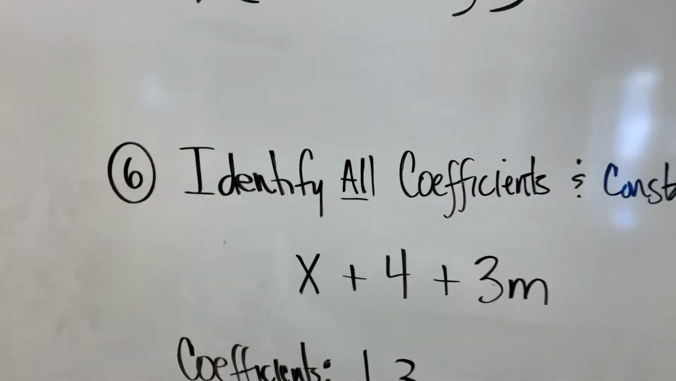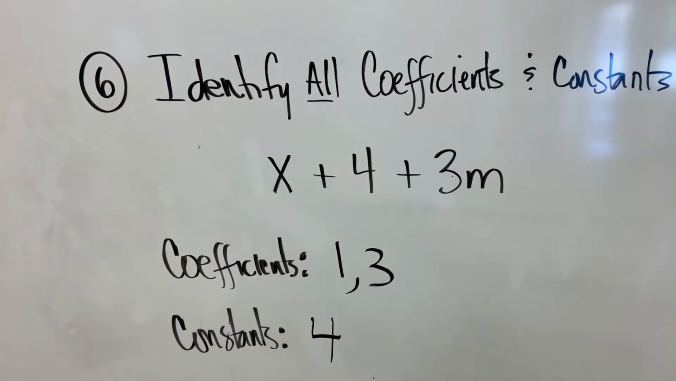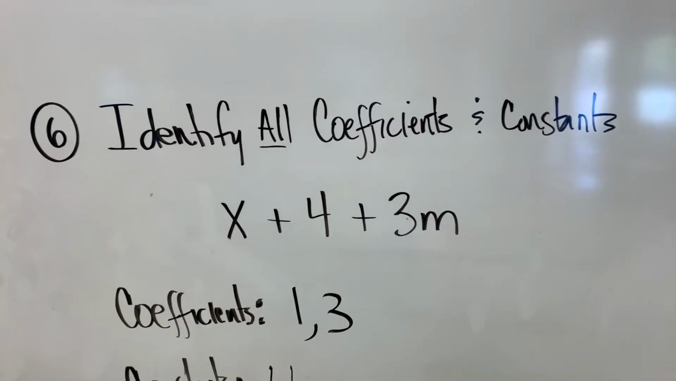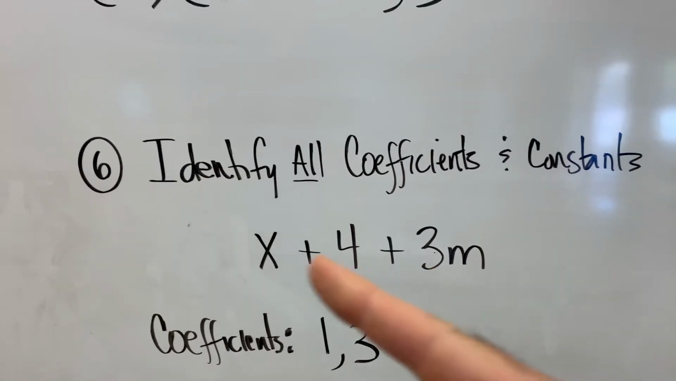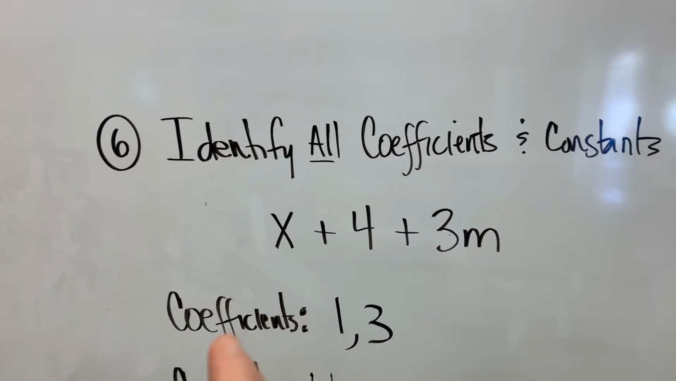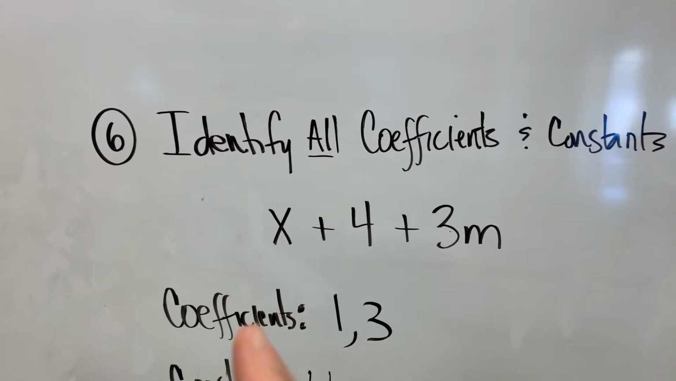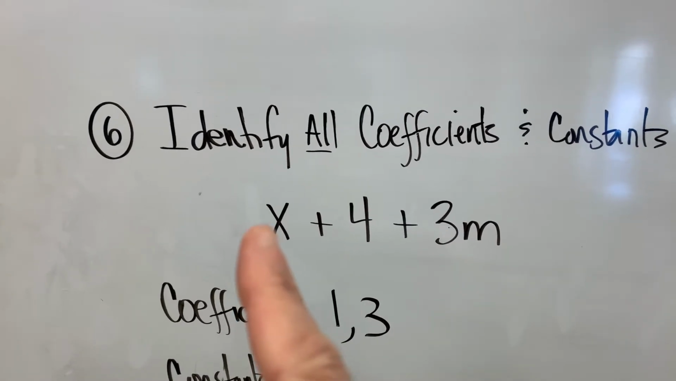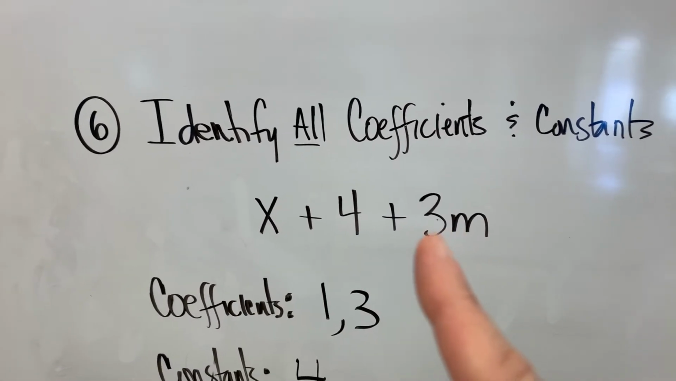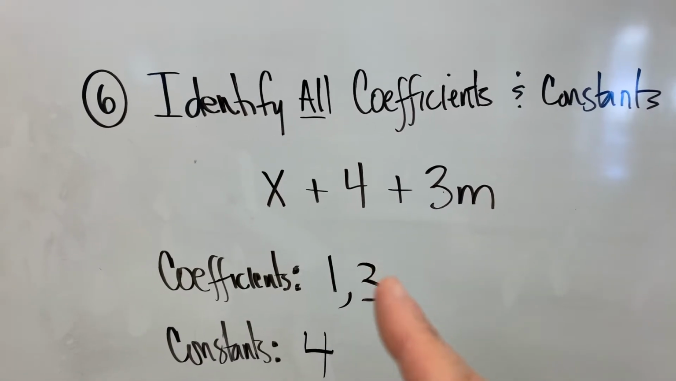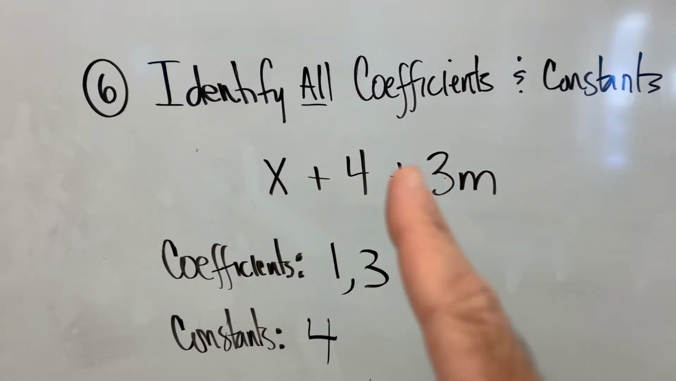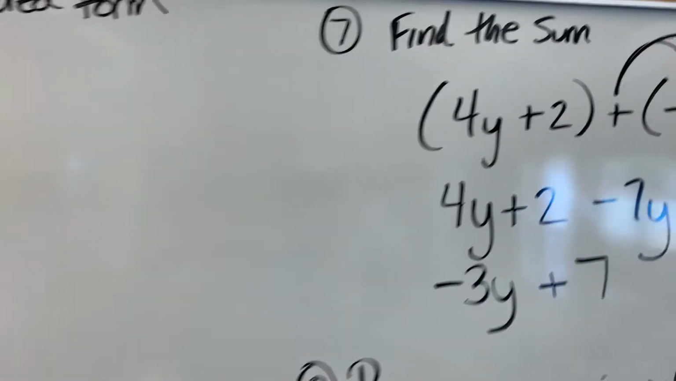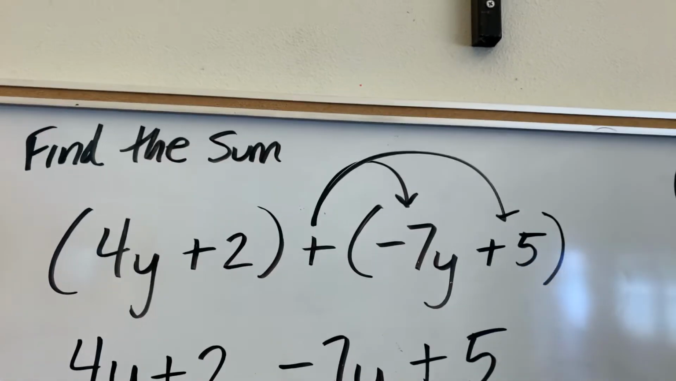Number 6 is definitely a test question, and students miss it. They want you to identify all the coefficients and constants from this expression. Well, the coefficients are the copilots of your variable terms. There's a hidden 1 in front of your x. There's 1x. And the other coefficient is 3. Of these 3 terms, you only have one that's a constant. It's positive 4.